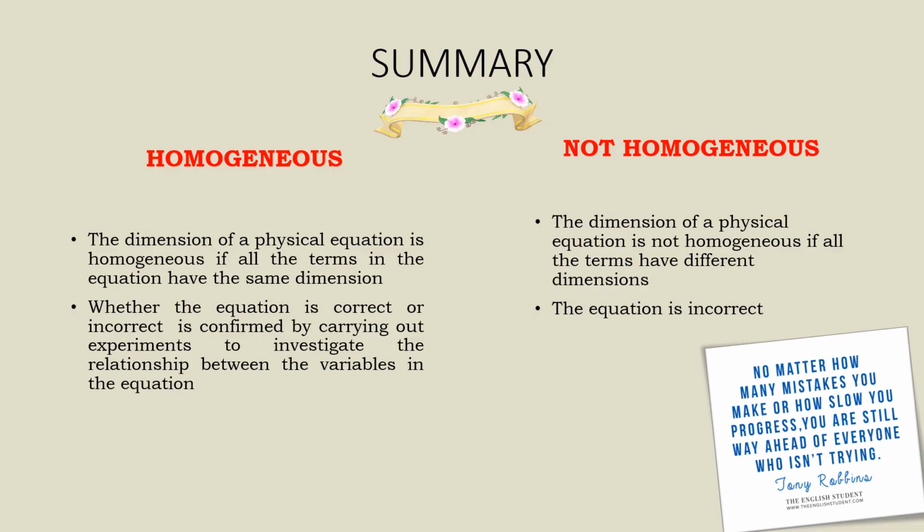The summary for today's lesson is: a physical equation can be homogeneous or not homogeneous. An equation is homogeneous if all the terms in the equation have the same dimension. Whether the equation is correct or incorrect is only confirmed by carrying out an experiment to investigate the relationship. Just because an equation is homogeneous, it doesn't mean the equation is correct.